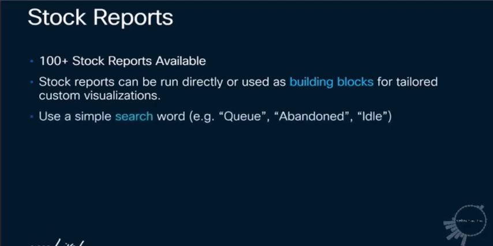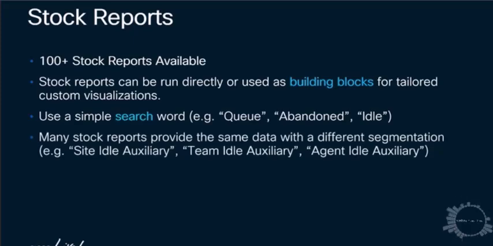A lot of these stock reports are tagged with the kind of keywords that you would expect to see. So if you need a queue report, if you're looking for idle codes, you can search for those, and those will return the stock reports that are available. And then a lot of these are also segmented based on different perspectives. So we'll see here the idle auxiliary report. We have it segmented based on site, team, or agent, and you can go grab those for whatever purposes you need there.